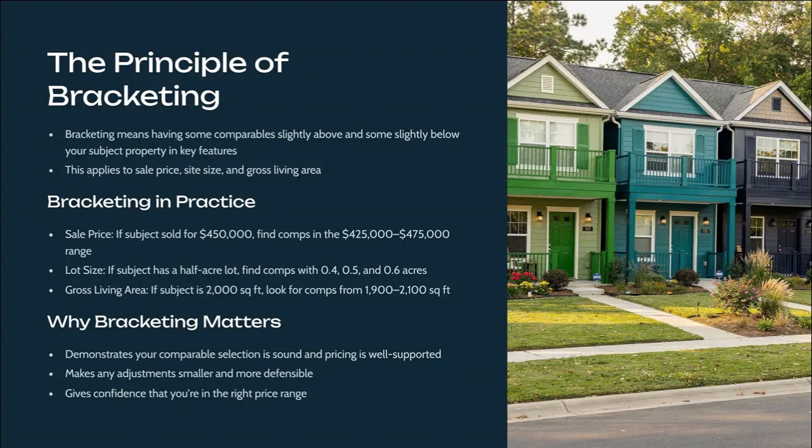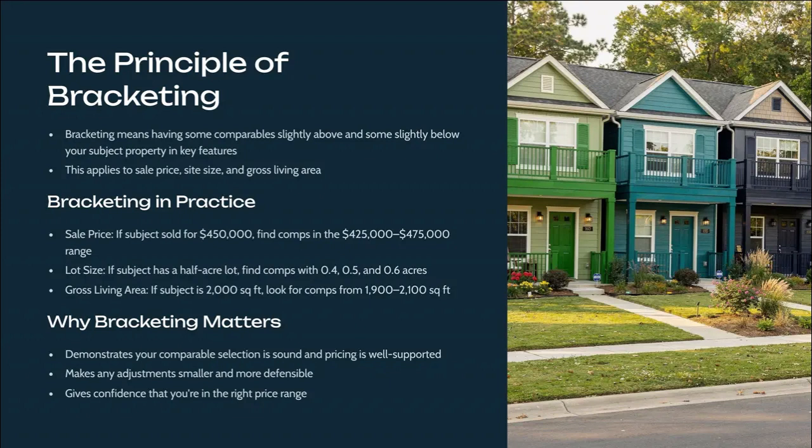In practice, bracketing requires identifying which features most significantly impact value in your market. You might bracket on size by including comparables smaller and larger than your subject. You might bracket on quality by including properties with better and worse finish levels. The goal is to demonstrate through market evidence that your subject's value logically fits within the range your comparables establish.